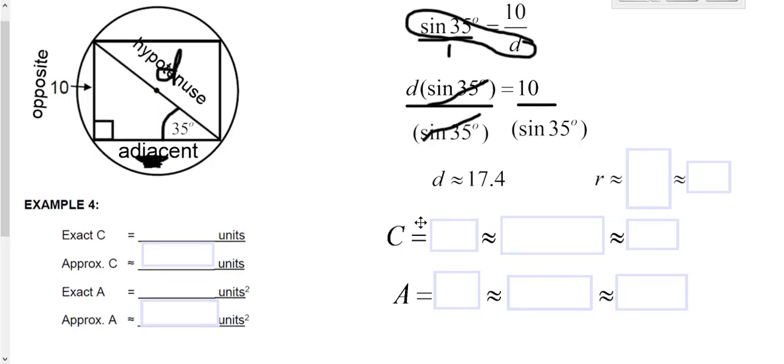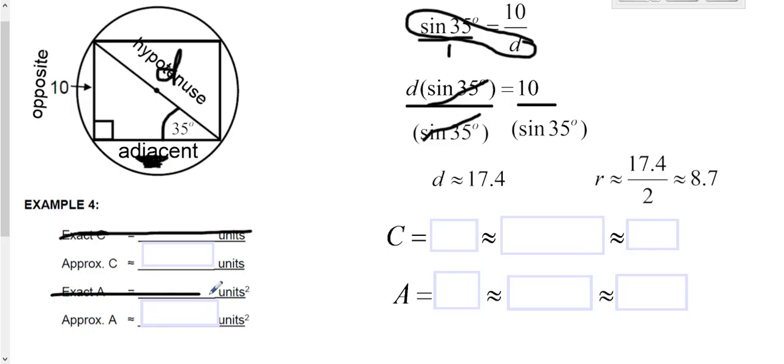So the next step before I calculate the circumference and area, I like finding the radius. So 17.4, I'm sorry, the radius equals the diameter divided by 2, 17.4 divided by 2, which is 8.7. Now you're ready to go ahead and calculate the circumference. And again, these are the approximates. Go ahead and cross out the exacts. I don't want to mess with those. Forget about that. We're going to get the approximates and just round to the nearest tenth.